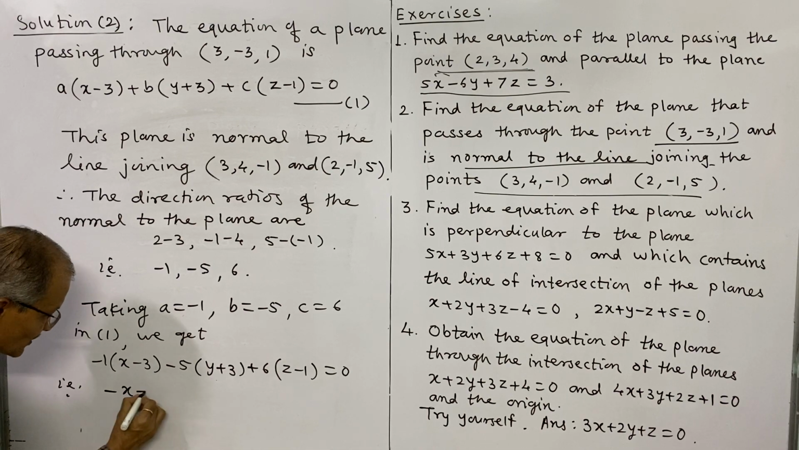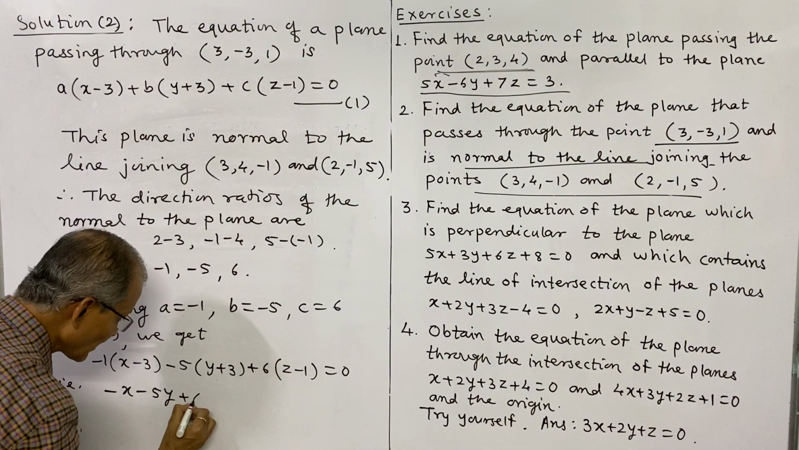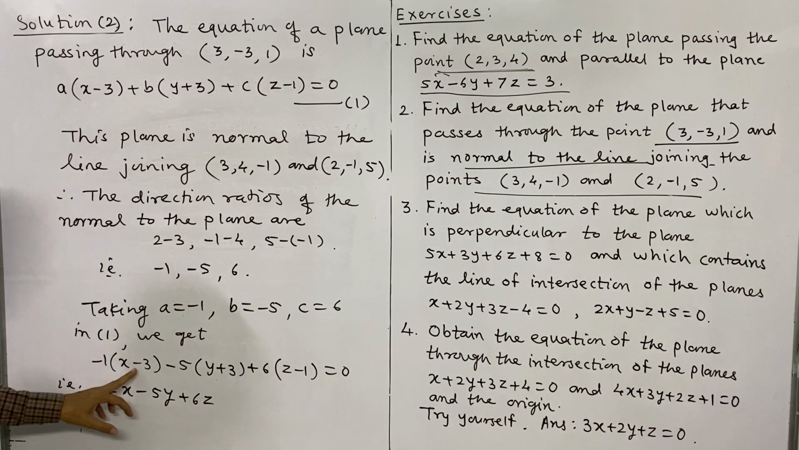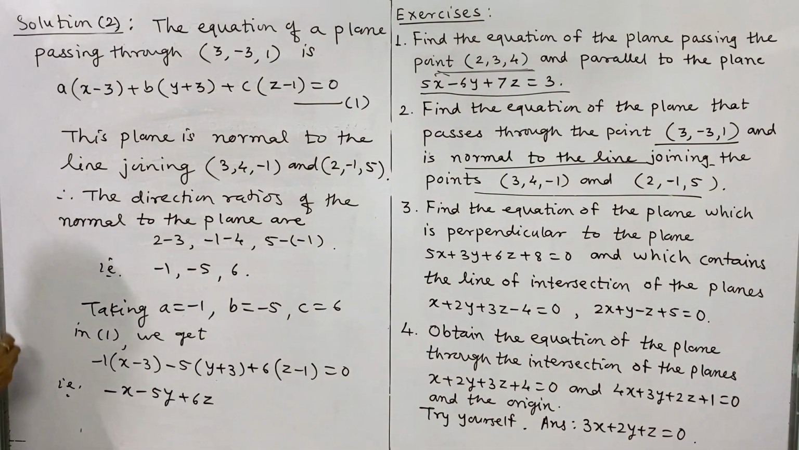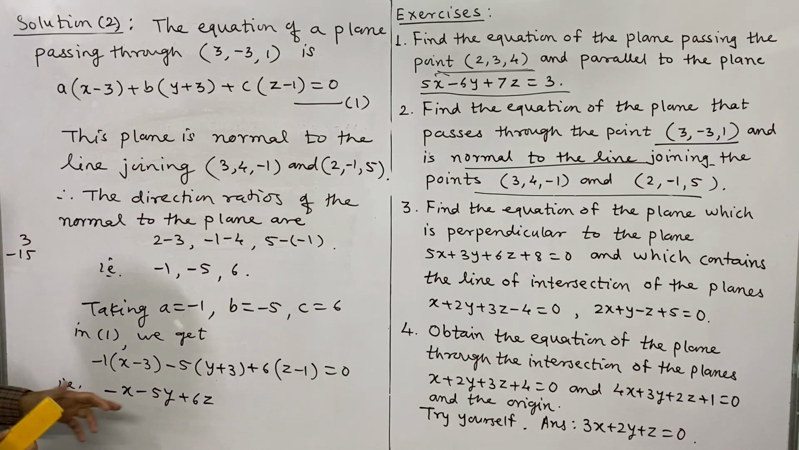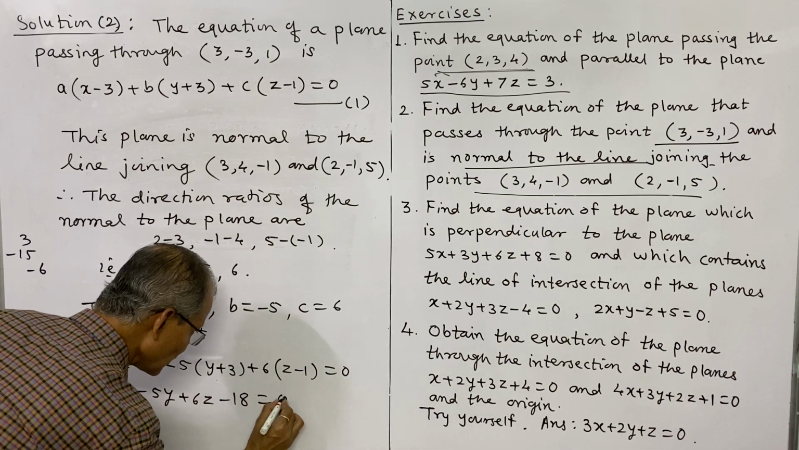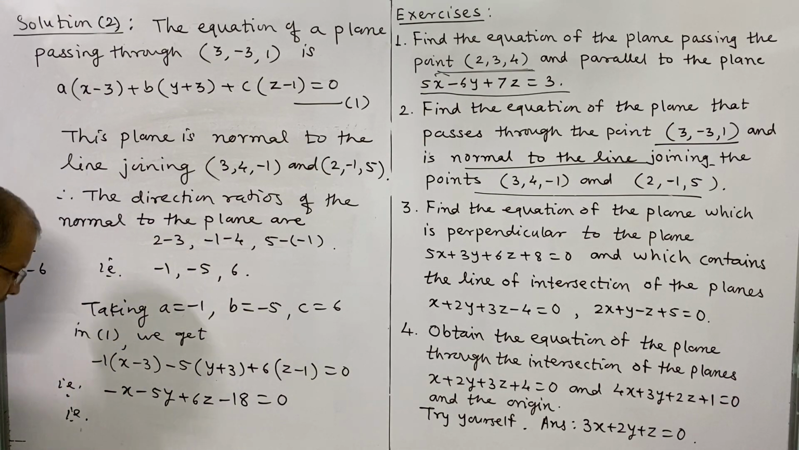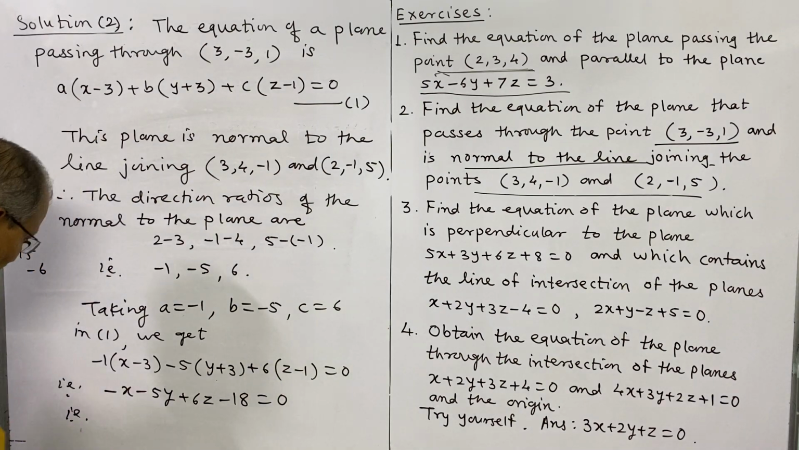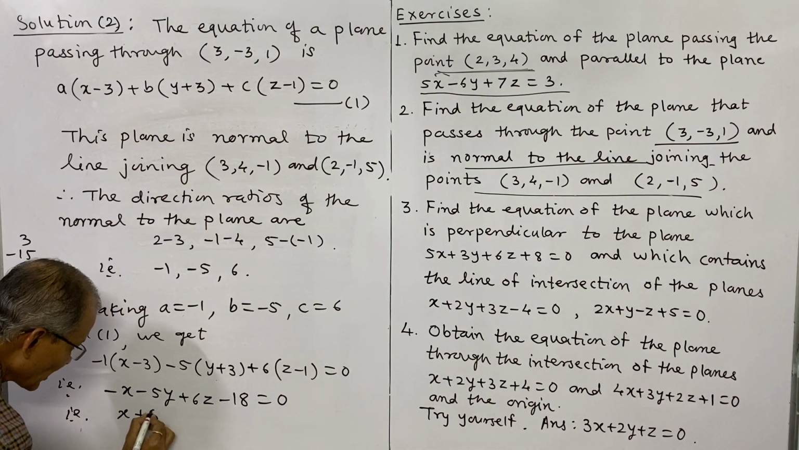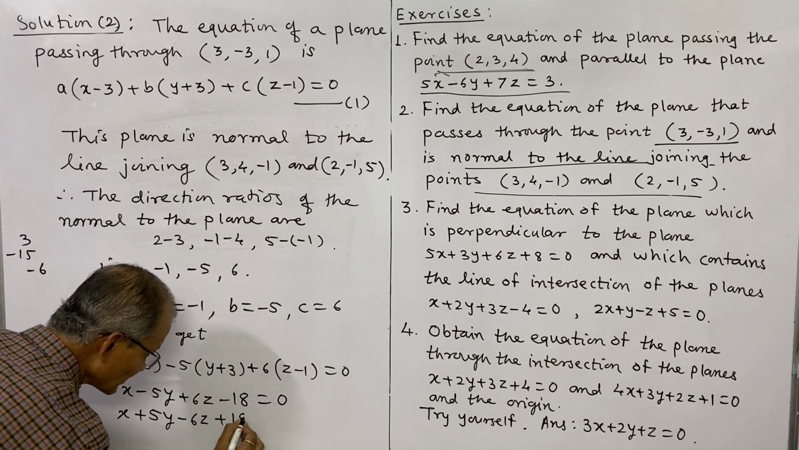That is, minus x, then minus 5y, and then plus 6z are the terms of x, y, z. The constants are 3, minus 15, and then minus 6. So this will be minus 15 minus 3, or minus 21, plus 3, that is negative 18. Minus 18 is equal to 0. We may write the coefficient of x positive and multiply throughout by minus 1. x plus 5y minus 6z plus 18 is equal to 0.